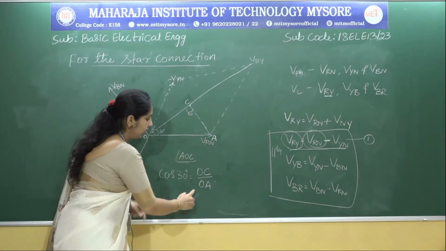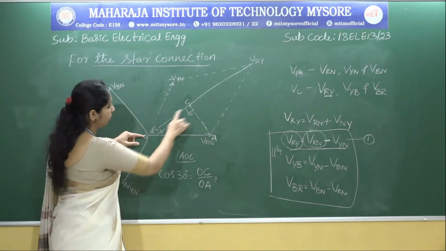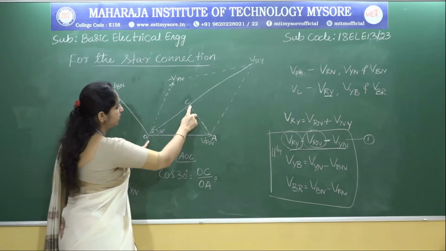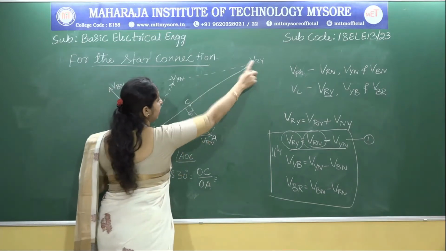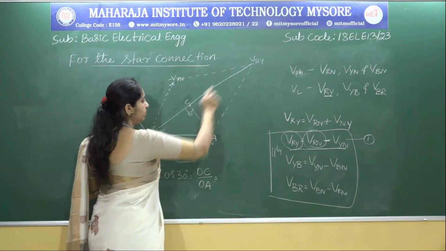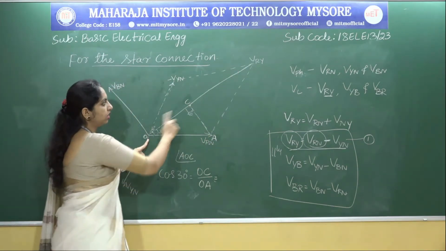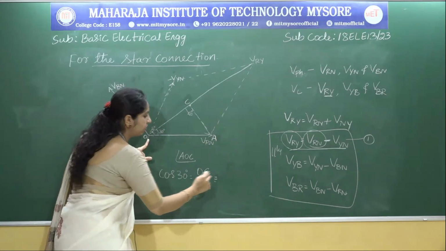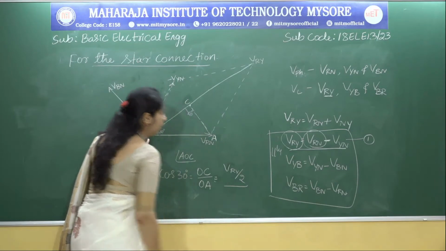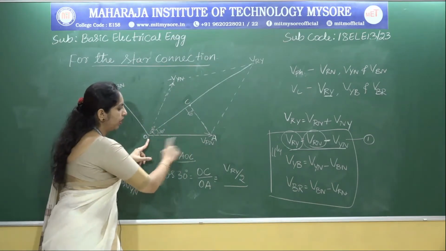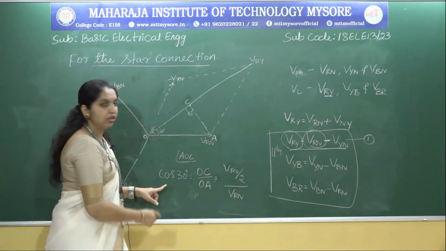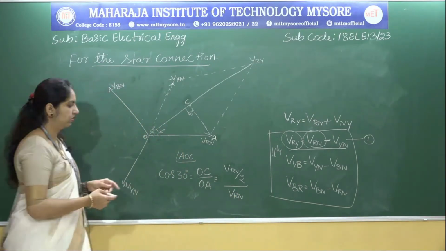So OC is adjacent and OA is the hypotenuse. Then what is OC? How can we express it in terms of the line voltage? OC is equal to VRY divided by 2, because this OC is nothing but half of this line. Don't you think this OC is nothing but half of this line? So we can have OC as VRY divided by 2. And what is OA? OA is nothing but VRN.